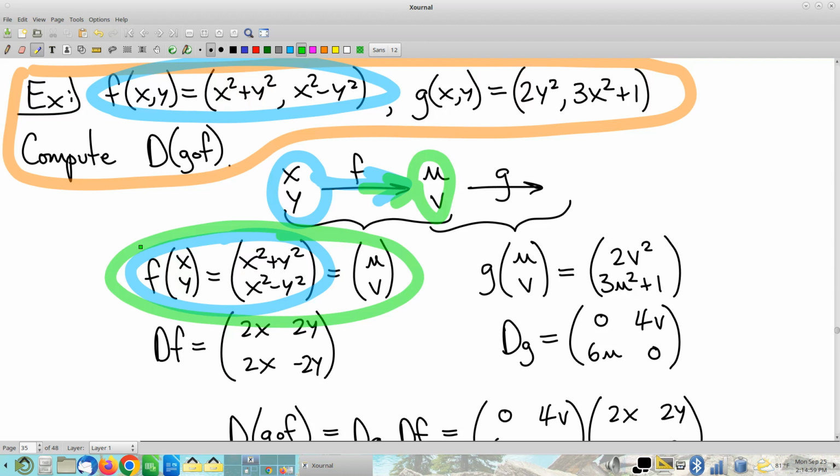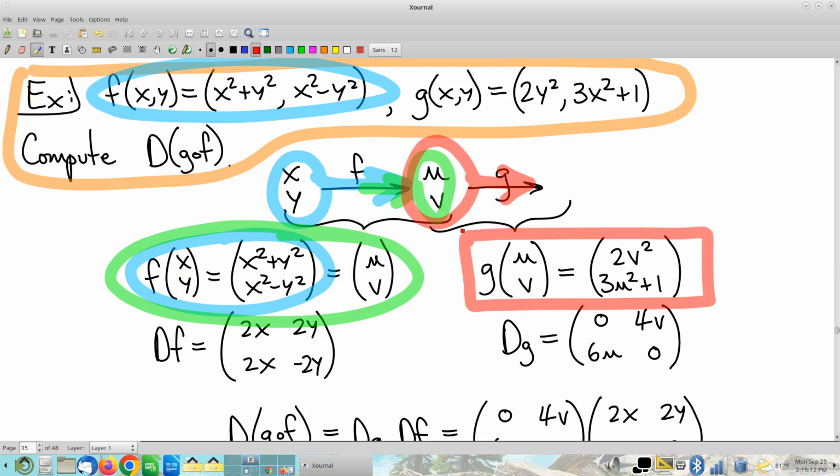And if I'm going to compose, that means that, well, what came out of F had better be what goes in to G, and that means right here that I should rewrite G in terms of U and V. Just to avoid confusion of variables and to make everything sort of fit the way it's supposed to.